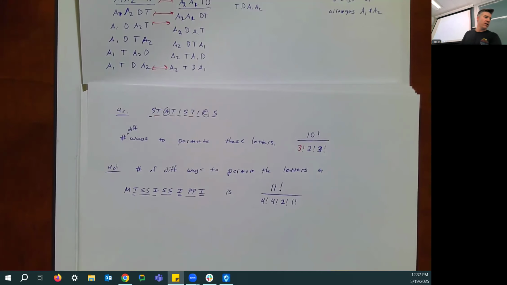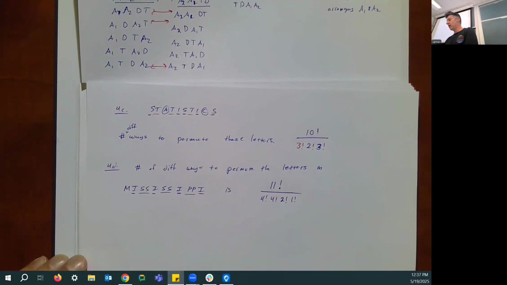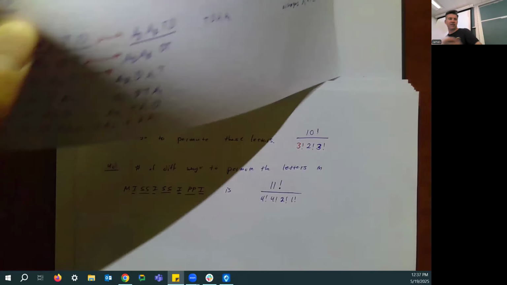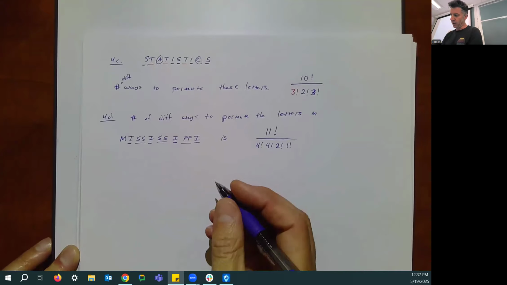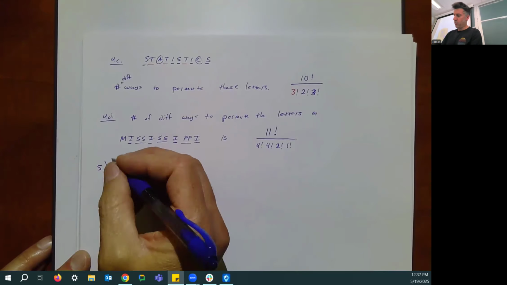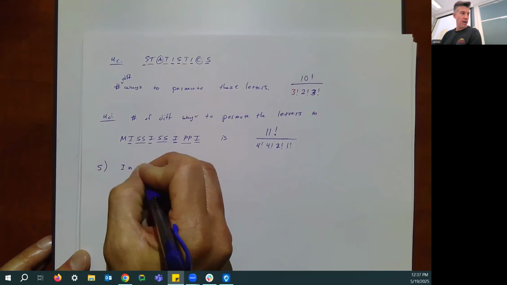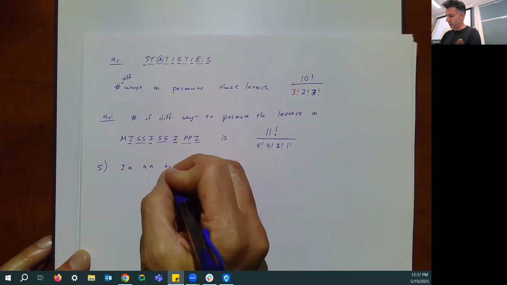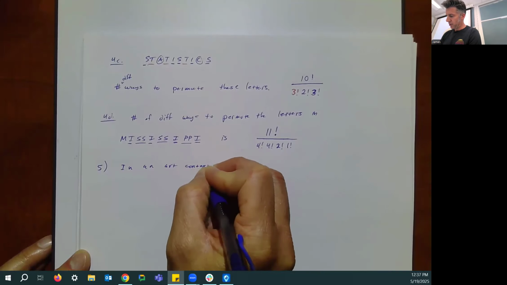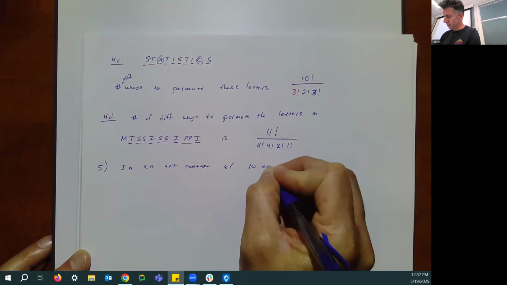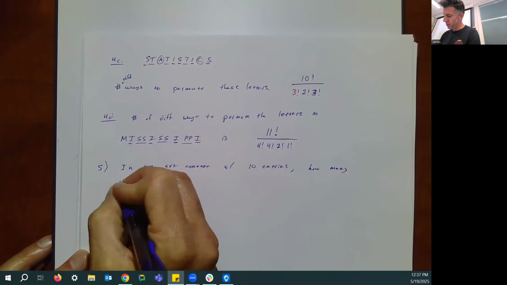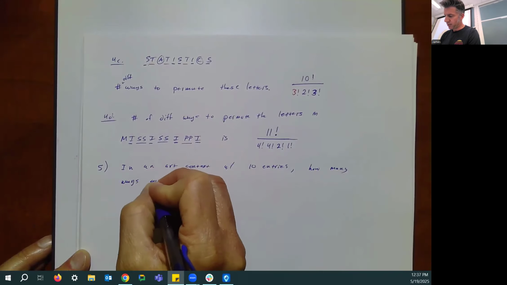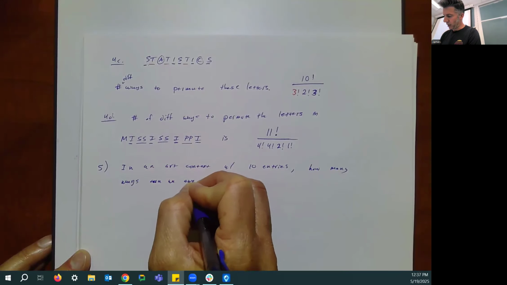Okay, one more example. And I do actually want to calculate this next one. So here you could calculate this, but it's kind of annoying, right? I don't really want to write it out. But sometimes, like in this next example, it really is easy to do so if you think about what's happening. So for the next one, in an art contest with 10 entries, how many ways can we award first, second, and third?